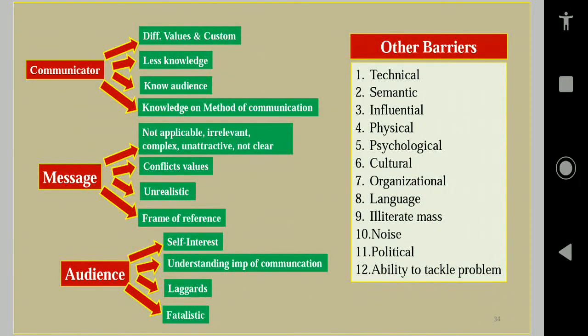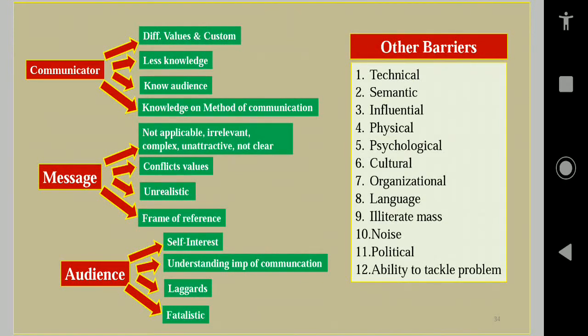Then physical distraction often comes in the way of communication. For example, if the extension worker stands in such a way that the audience is unable to view the screen while delivering a presentation using a projector, communication will be incomplete. So it is a problem. Then the last one is using inadequate channels in parallel.